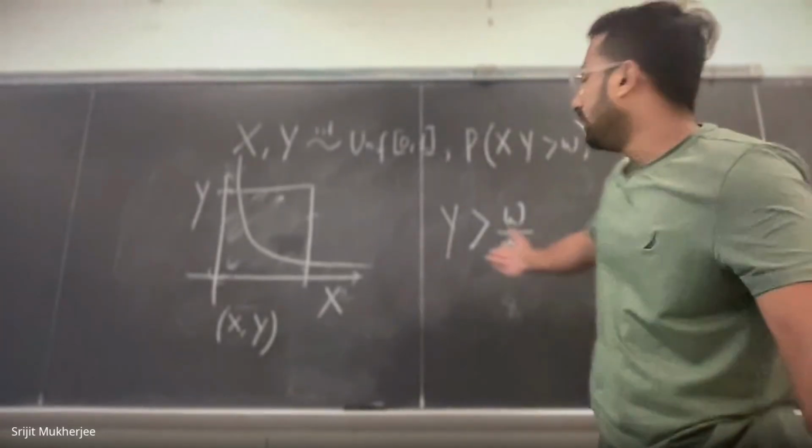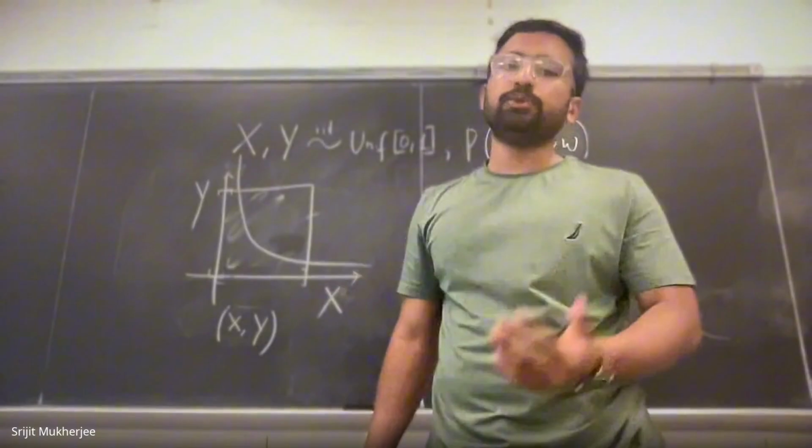But the way you said y is greater than w over x, we could also say x is greater than w over y. Yes, exactly. We can also say that, but that will not help in our computation. No, it was just a general question. Go ahead. When we have two random variables that are IID with the same distribution, we could hold one of them constant without loss of generality, right?